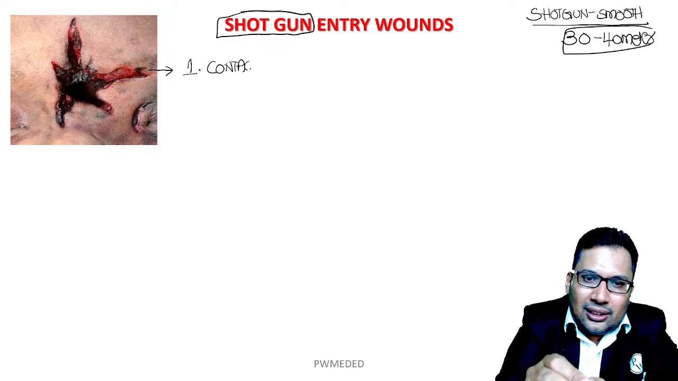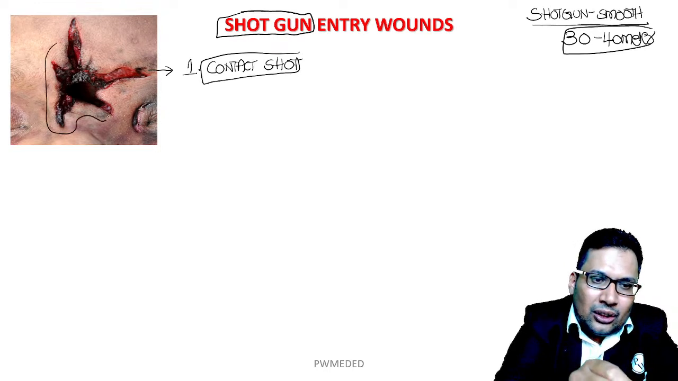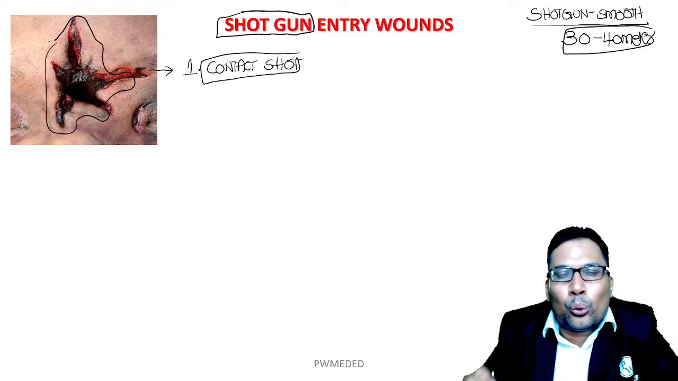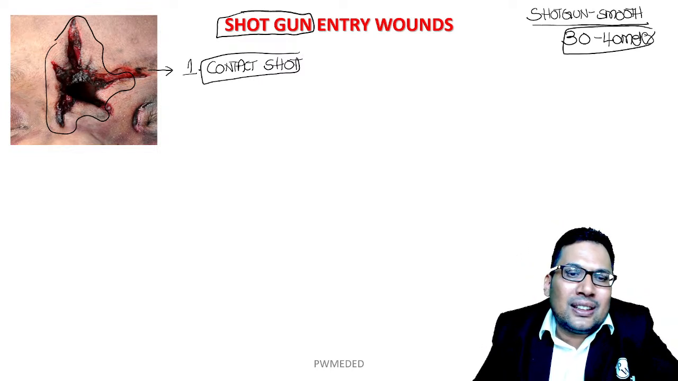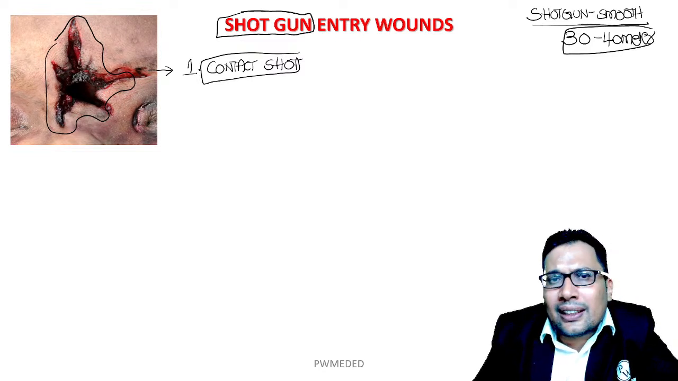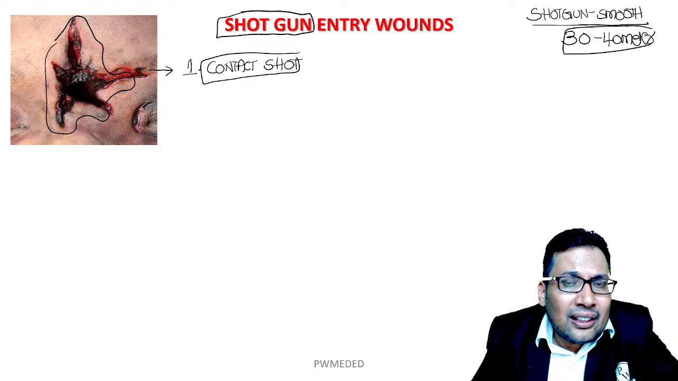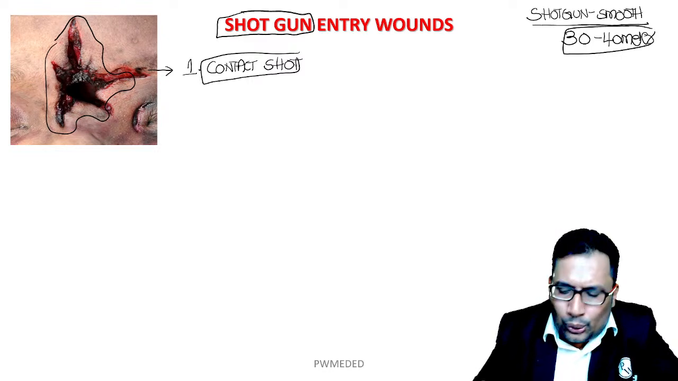So the first one, you can see here, is the contact shot. You can see the cruciate type of entry wound. In contact shot, you will see blackening inside the track. So that is known as contact shot.